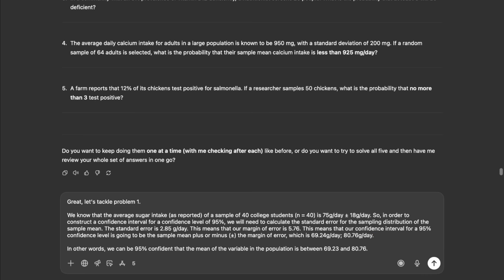In other words, we can be 95% confident. We are purported to be able to be 95% confident. That's really what I should say, but I'm trying to appease ChatGPT here. That the mean of the variable in the population is between 69.23 and 80.76. And really, I would like to put it as 69 and 81 because we're talking about individual grams. I would like to just round, but let's just see what it says.